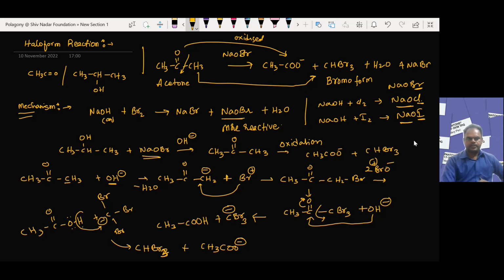I hope you understood this haloform reaction. Organic compounds having the acetyl group CH3CO will undergo the haloform reaction.